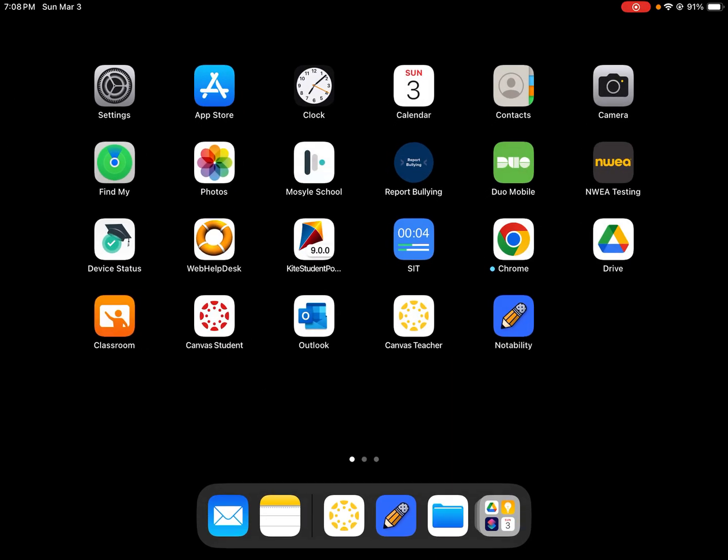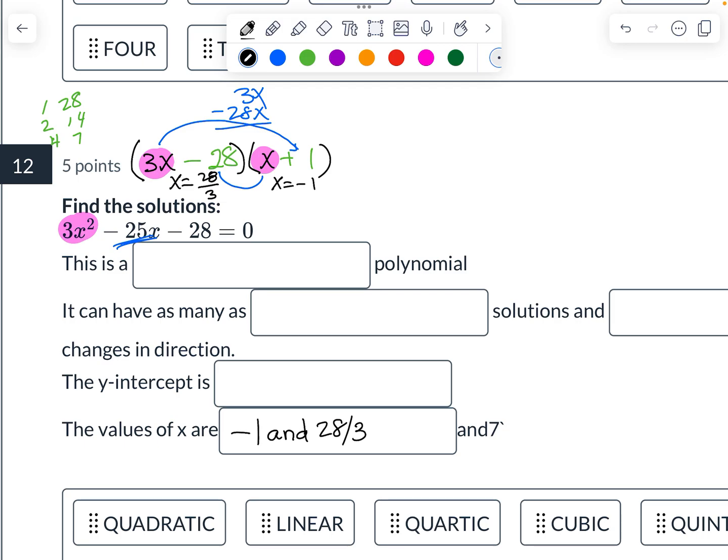So we're going to put negative 1 in synthetic division. For synthetic division, we are going to use the 3, the negative 25, and the negative 28. So we're going to write 3, negative 25, and negative 28. We're going to leave a space and put our bar.